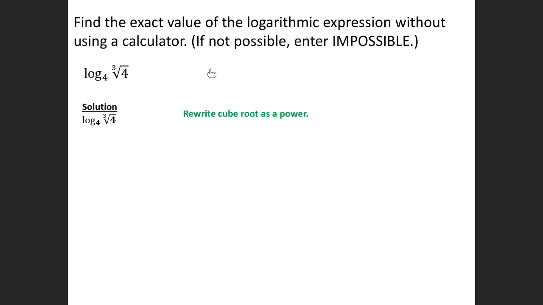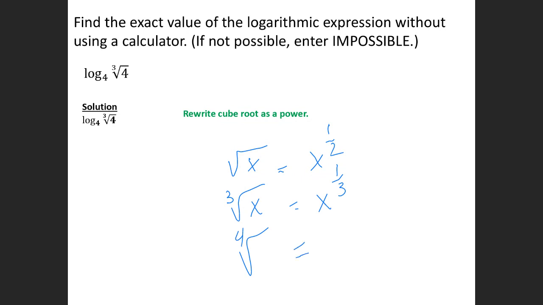Find the exact value. So here they want you to find the exact value. Okay, so we have log 4 of the cube root of 4. So in order to do this, we want to look at these roots and rewrite them as a power. Anytime you have any type of root, for example the square root of x, this is the same as x to the half power. If you have the cube root, then your exponent would be a fraction with the index. So this would be x to the 1/4 and so on.